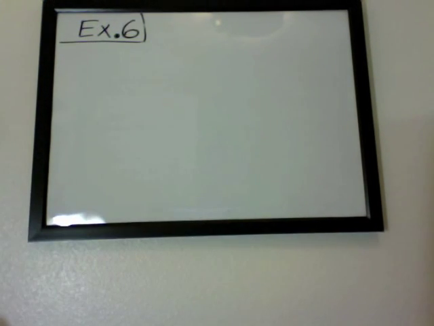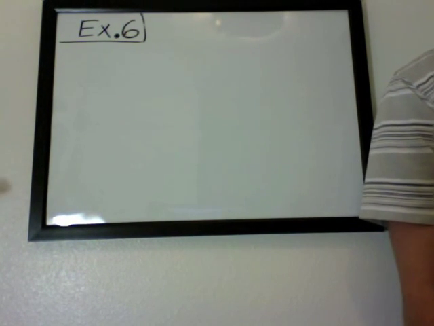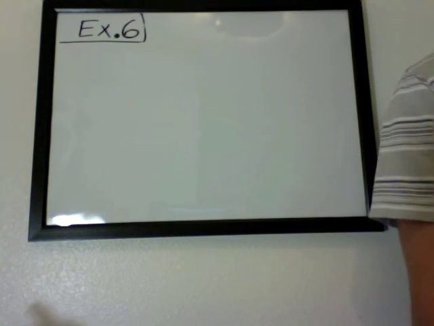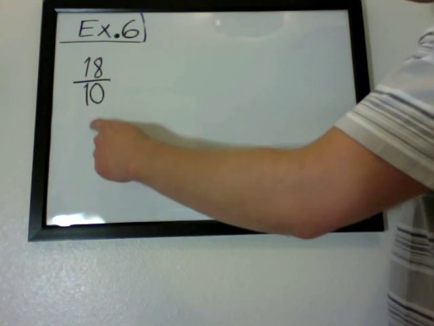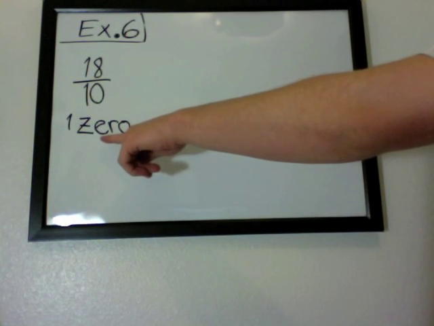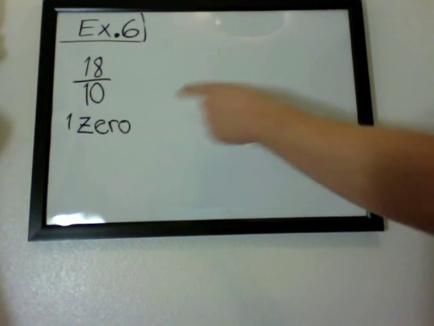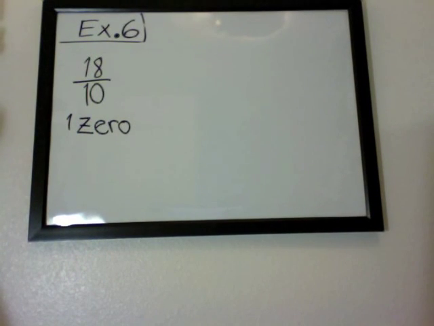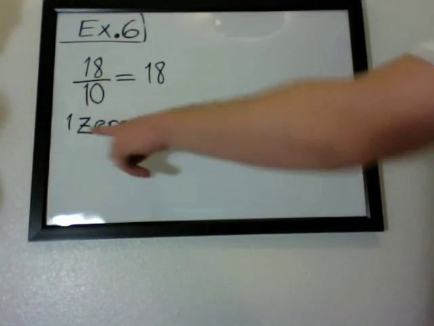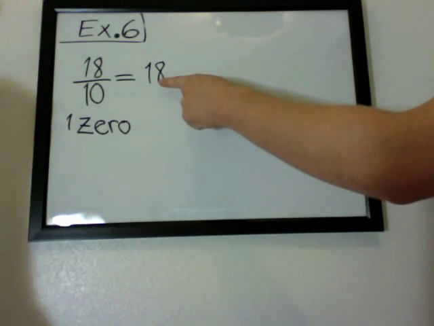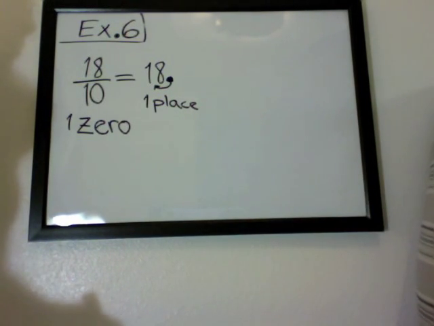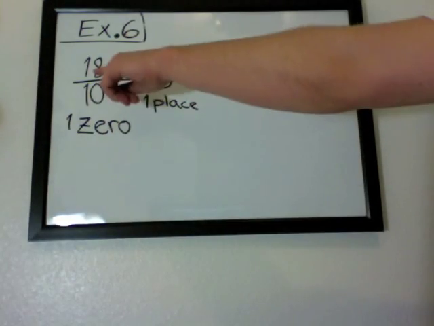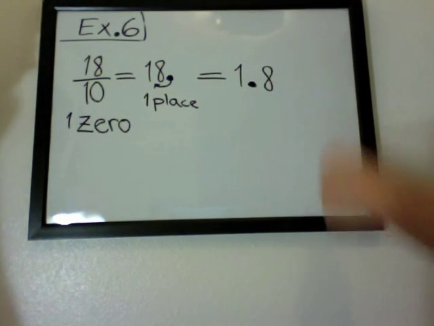Example number 6. Now, this example will be a little bit different than most. We're going to take a fraction and turn it into a decimal. Say we have 18 over 10. Now we only have 1 zero here, so let's keep track of that. 1 zero. This will tell us how many places we're going to need to move over the decimal. So this will be equal to 18. Now we only have 1 zero, so we need to move it over to the left one place. This would look like 1.8. So we have 18 over 10 becomes 1.8.